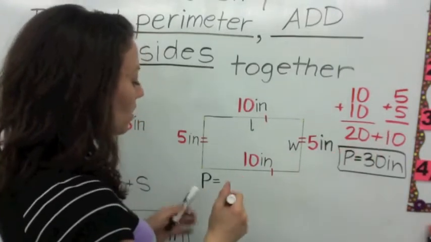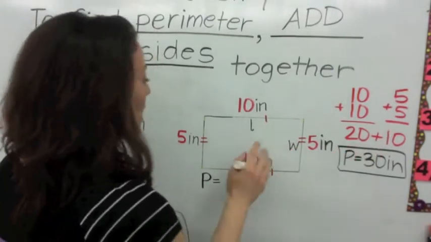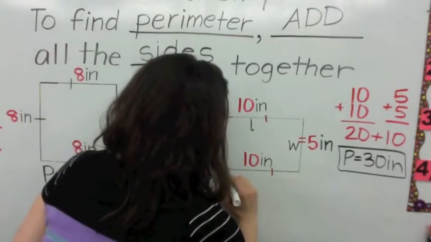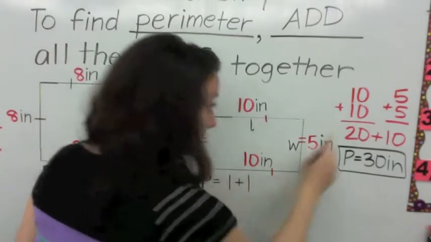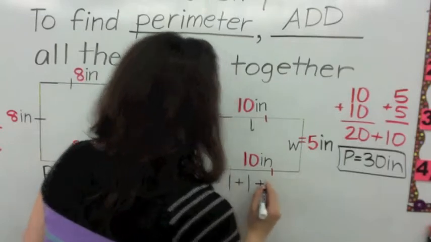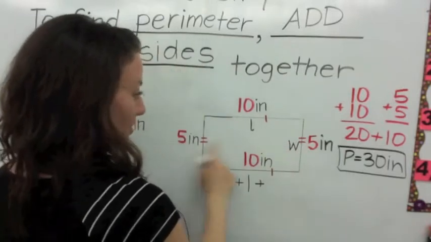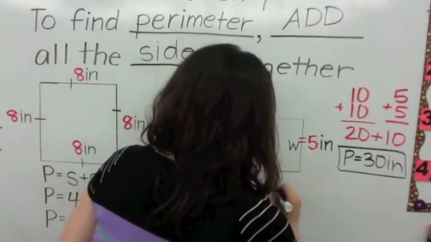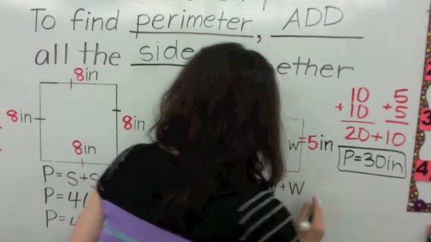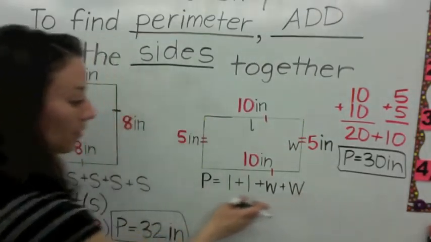So what we basically did is we said there's 2 lengths here. I'm going to put L plus L. I added L plus L first. I said 10 plus 10. And then I also added W plus W. These are the width. W plus W. So that would be the beginning of the formula.